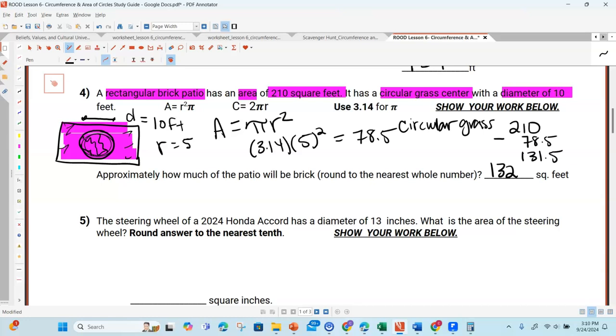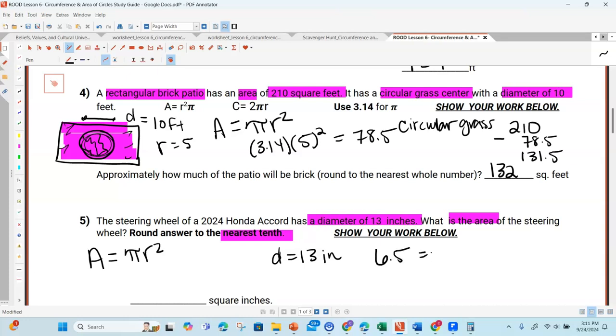Number 5. The steering wheel of a 2024 Honda Accord has a diameter, so we know that's important, diameter of 13 inches. What is the area of the steering wheel? So round to the nearest tenth. Pay attention to what we're asking for. Nearest tenth. So when we are working with this, we know we need our area formula, pi r squared. We were given the diameter. Diameter is 13 inches. We need the radius. Radius then is half of 13, which is 6.5, equals r.